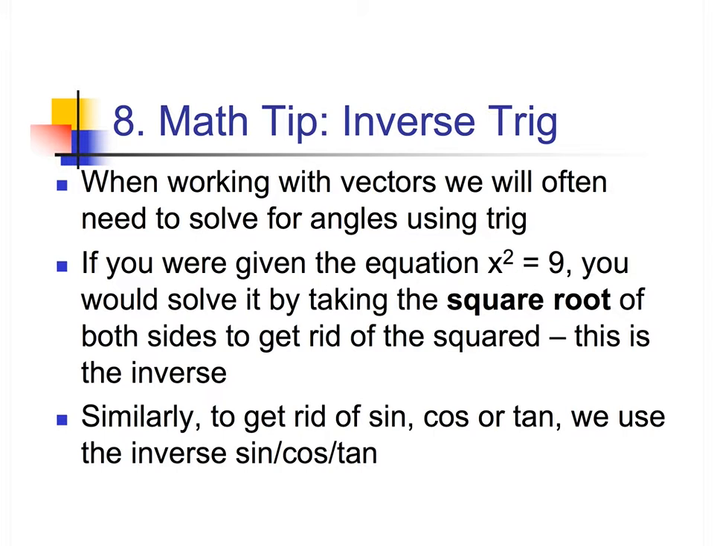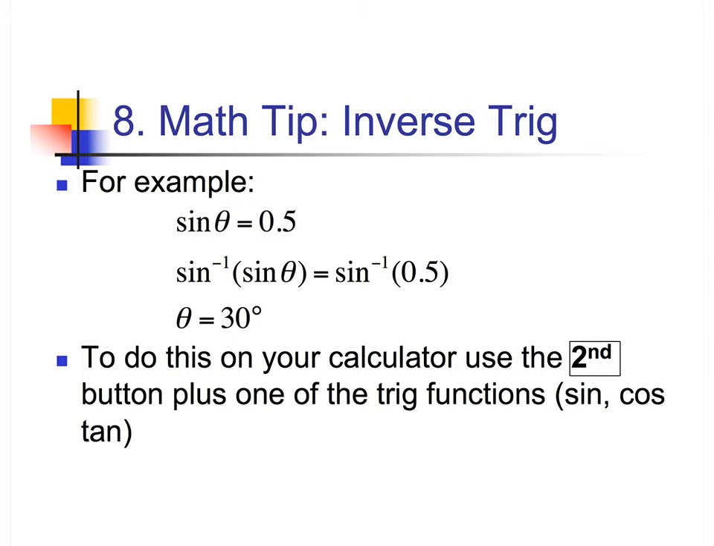Similarly, to get rid of sine or cosine or tangent, any of those trig functions, we use the inverse sine, the inverse cosine, or the inverse tangent. So if we have sine of theta is equal to 0.5, the way we undo that is we take the inverse sine of both sides. When we do the inverse sine of the sine, it basically cancels out, and we're left with theta is simply the inverse sine of 0.5. And the way we get it on a calculator is we just hit that second button at whatever function we want to take the inverse of, sine, cosine, or tangent.